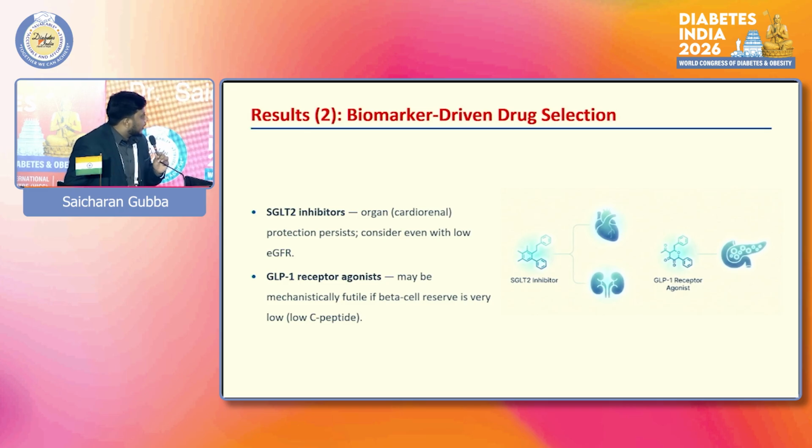Some biomarker-based drug selections could be done. We can treat patients with SGLT2 inhibitors even when the sugar levels are normal because of their cardiorenal protection. And we can treat some patients with GLP-1 receptor agonists, but before giving GLP-1, it would be better to look at the C-peptide levels. If there is low C-peptide, giving a GLP-1 receptor agonist would not be of much use.